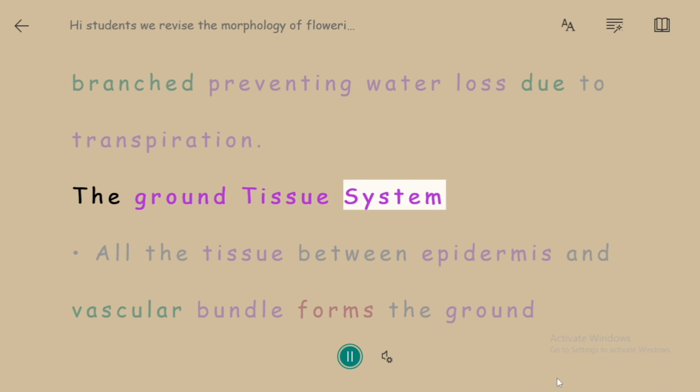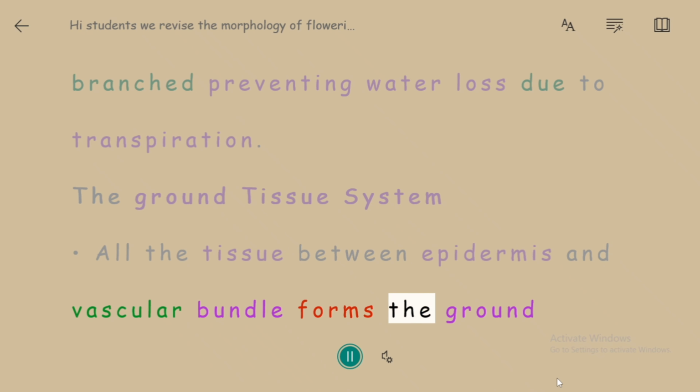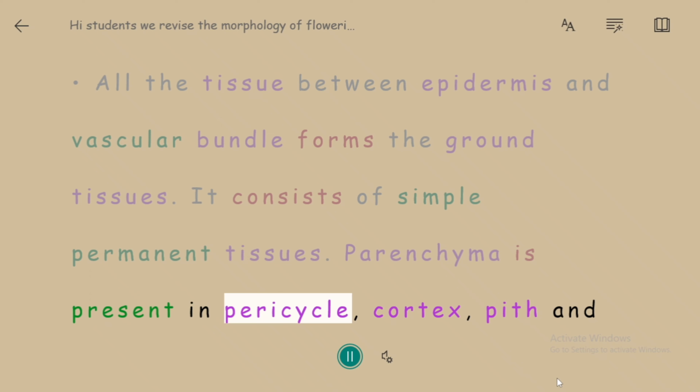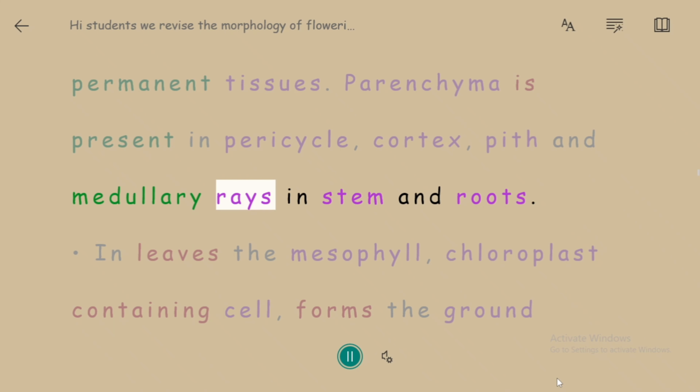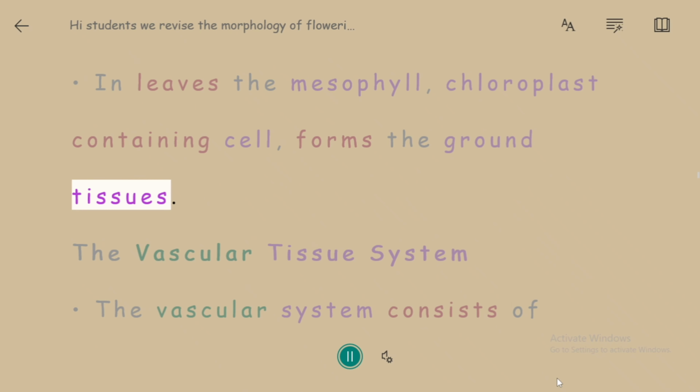The ground tissue system. All the tissue between epidermis and vascular bundles forms the ground tissue. It consists of simple permanent tissues. Parenchyma is present in pericycle, cortex, pith and medullary rays in stem and roots. In leaves, the mesophyll, chloroplast-containing cells, forms the ground tissue.